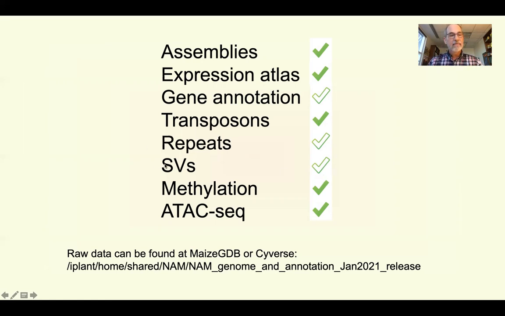SVs we have called using a relatively basic way of doing it, using read alignment. This will certainly improve in subsequent reports and show their value. And we have already well-characterized methylation data, and the raw data are all excellent, and ATAC-seq data, all very good data. And all this data can be found in browser format at MaizeGDB, or it can be found at the CyVerse data store.